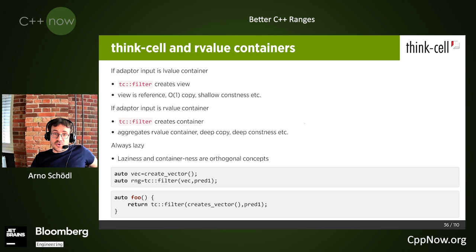You could have a lazy referencing range, like in the first part here, where it's lazy and it's just a reference. But you can also have, instead of a view, a container, and it's still lazy. It's a lazy container, and there's nothing wrong with it. I think it comes in handy quite frequently.